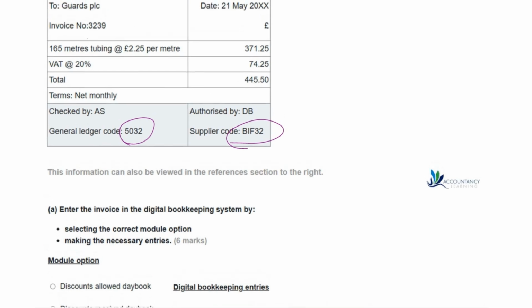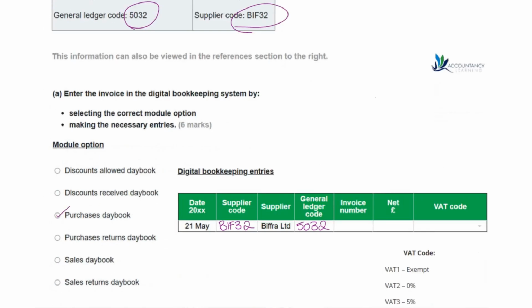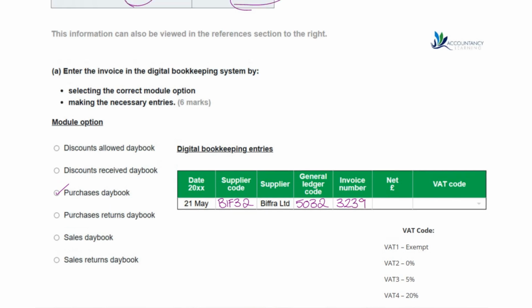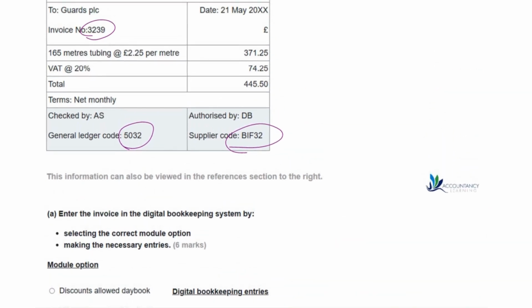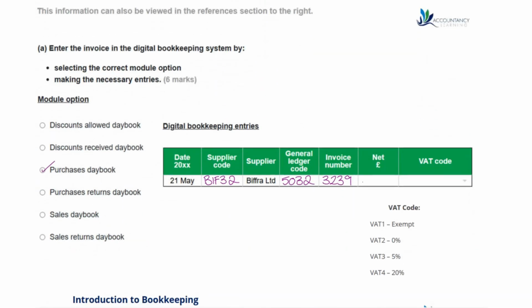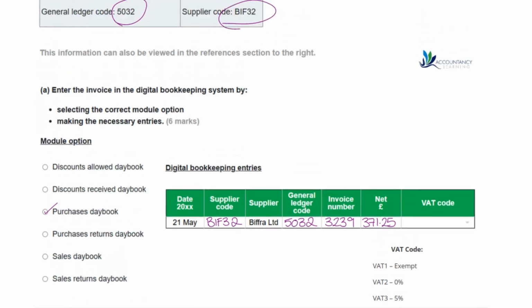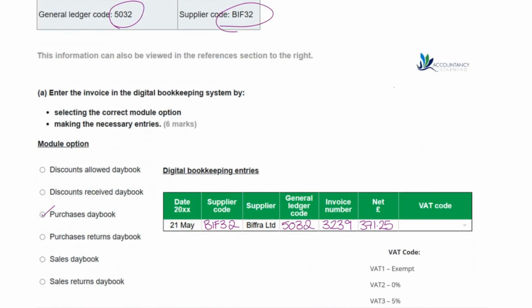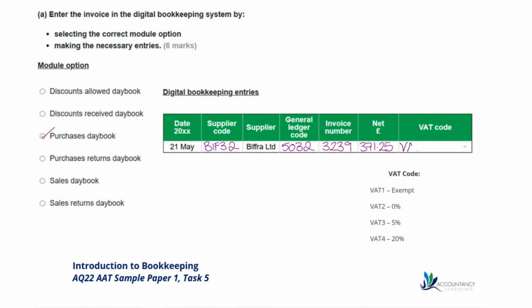The invoice number 3239 and what the net amount is. So this is before VAT, 371.25. Then we need to choose our VAT code. It shows VAT at 20%. So we are on VAT 4.